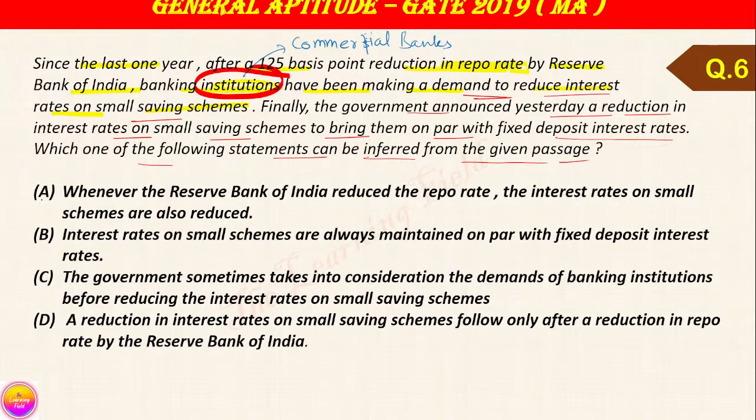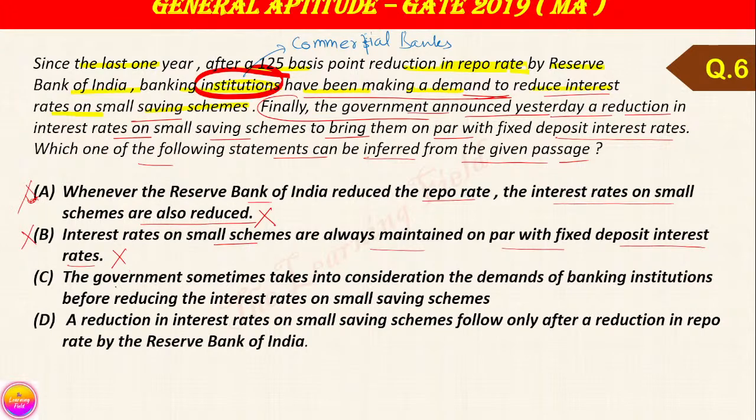Okay, so we just read the first option. Option 1 says that whenever the Reserve Bank of India reduces the repo rate, the interest rates on small schemes are also reduced. This is partially true, but here the government is also involved. Finally, the government announced yesterday. Therefore, this is not the correct option. Now, the second statement says that interest rates on small schemes are always maintained on par with fixed deposit interest rates. In this option also, the main role of the government is not given. So this is also not the correct option.